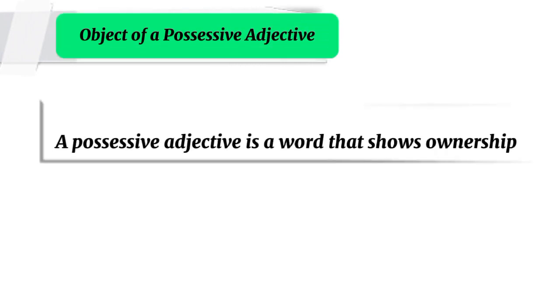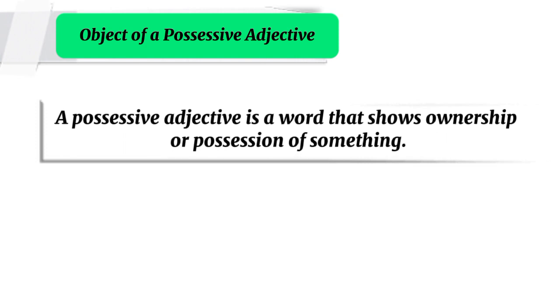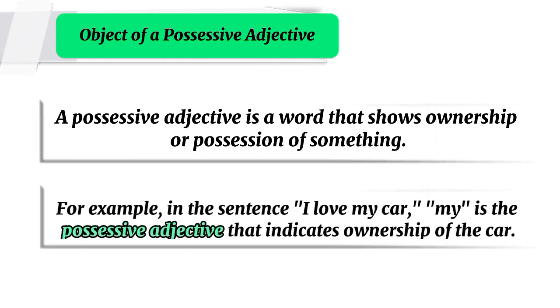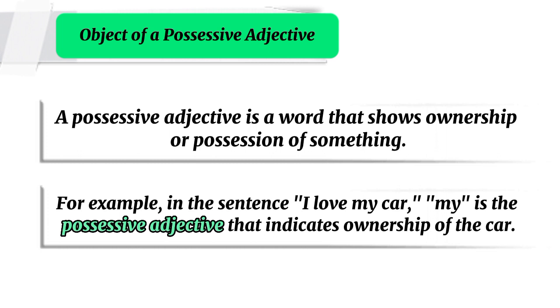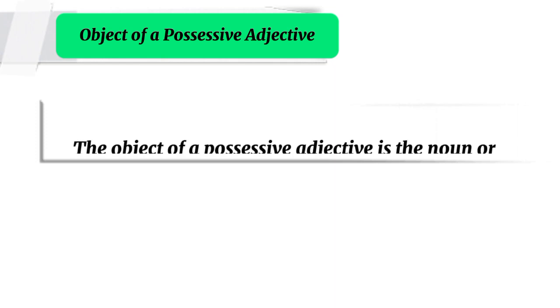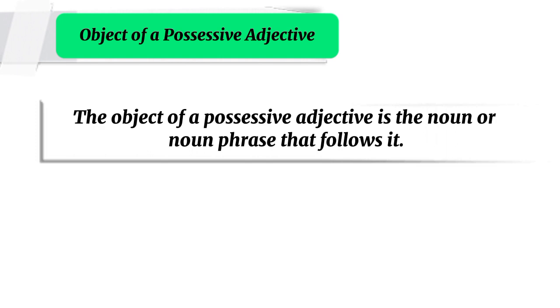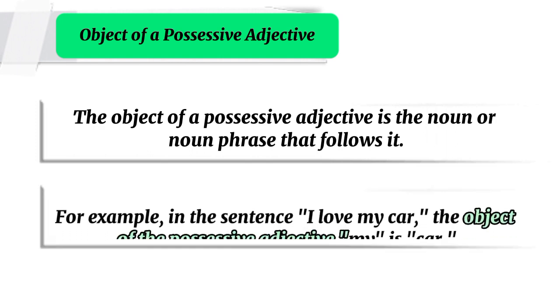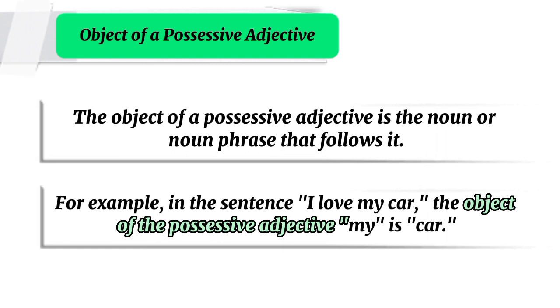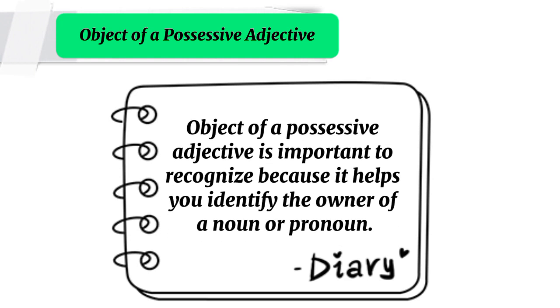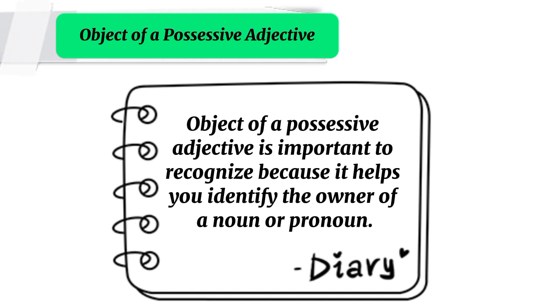Object of a possessive adjective. A possessive adjective is a word that shows ownership or possession of something. For example, in the sentence, I love my car, my is the possessive adjective that indicates ownership of the car. The object of a possessive adjective is the noun or noun phrase that follows it. For example, in the sentence, I love my car, the object of the possessive adjective my is car. Object of a possessive adjective is important to recognize because it helps you identify the owner of a noun or pronoun.